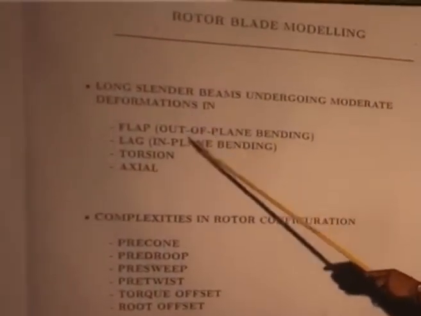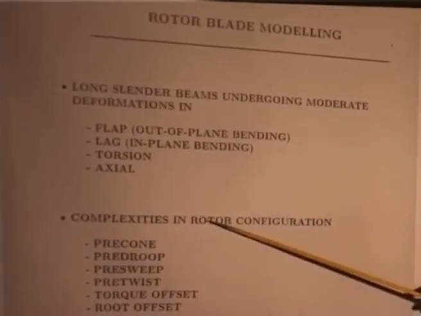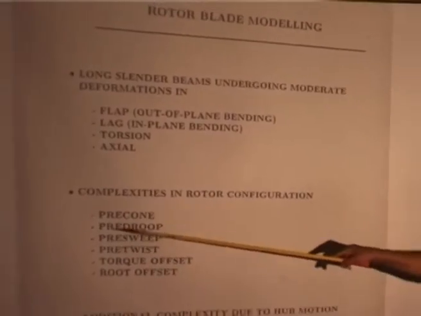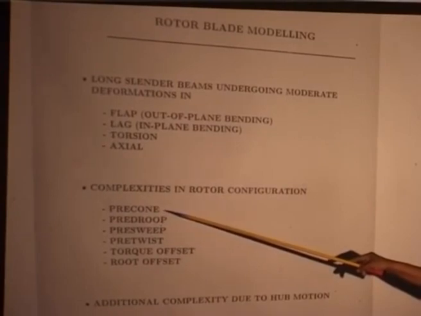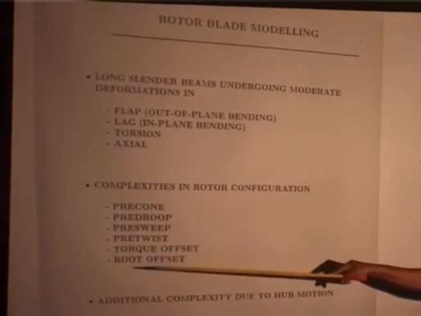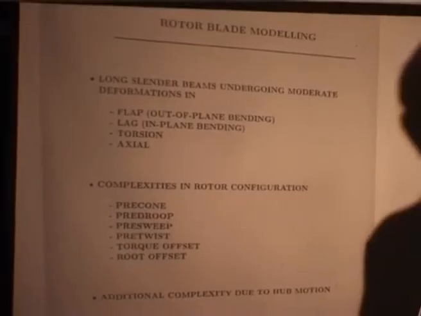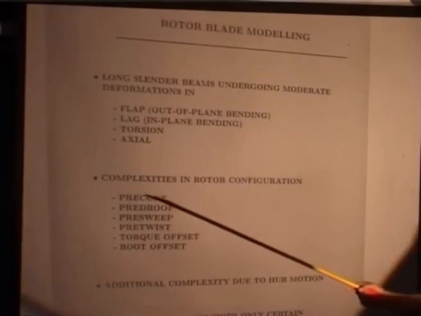So now when you look at the actual modeling, you treat it as a beam model, nothing else. But then rotor configuration, if you look at it, you will have pre-cone, pre-droop, I will tell you what those things are. Then it can have pre-sweep, pre-twist, then torque offset, root offset. These are all geometrical quantities which will be there in an actual rotor blade.